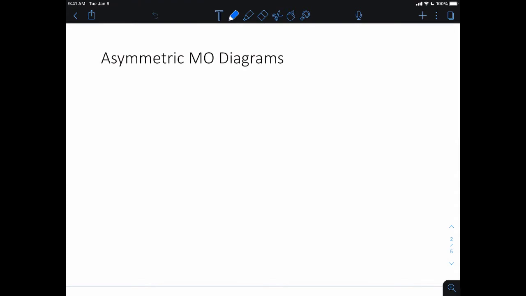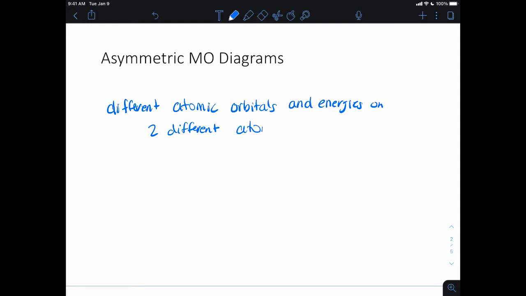Because you have two different atoms, you're going to have asymmetric molecular orbital diagrams. And the reason you're going to have an asymmetric diagram is because you've got different atomic orbitals and energies on the two different atoms. In the previous case, we had an oxygen with an oxygen, so they have the same basic set to work with. But now if we switch to a nitrogen and an oxygen, the energies of those orbitals are different because they have different amounts of pull on the electrons.